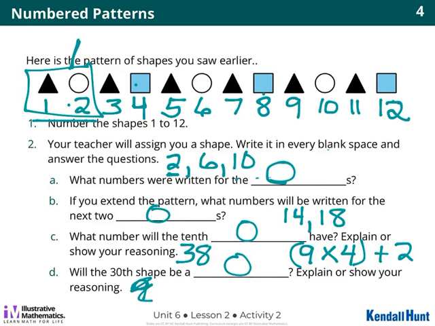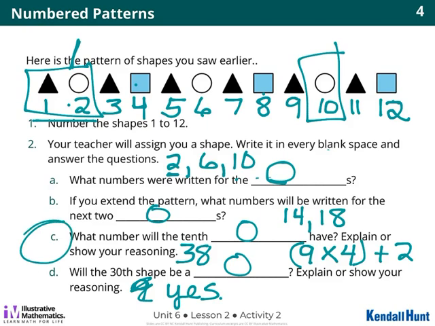So, then for D, will the 30th shape be a circle? Yes, because there's a circle on the 10th number, and 10 times 3 equals 30. So if you were to triple it, then it would be the 30th shape. Yes. I agree. Do you guys agree? Yes. Okay. All right, this I think was the hard one for the circle group.